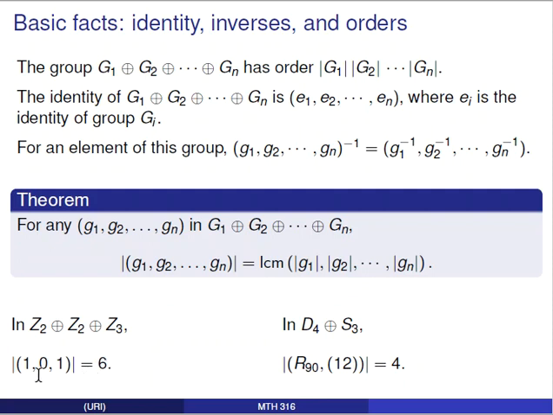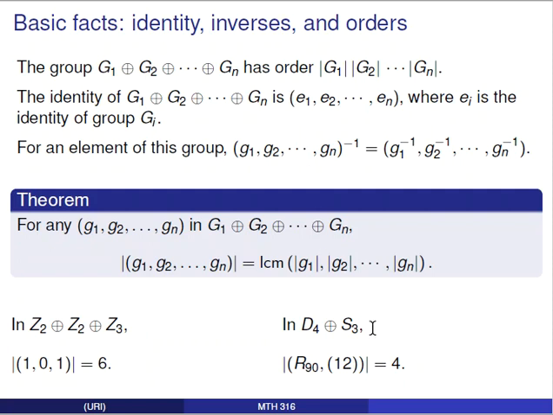Now, if you're interested, go ahead and put this element together with itself 6 times using the operation of this direct product, and you'll see that this does in fact have that order. You'll also get some insight into why the least common multiple is the correct order for the element.